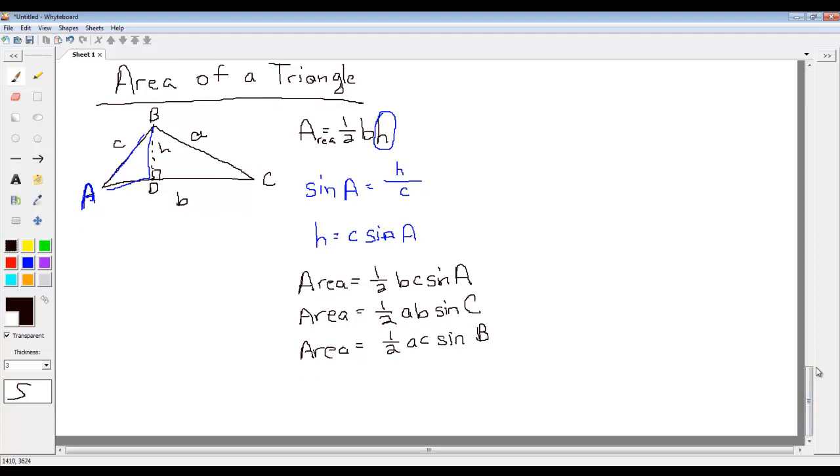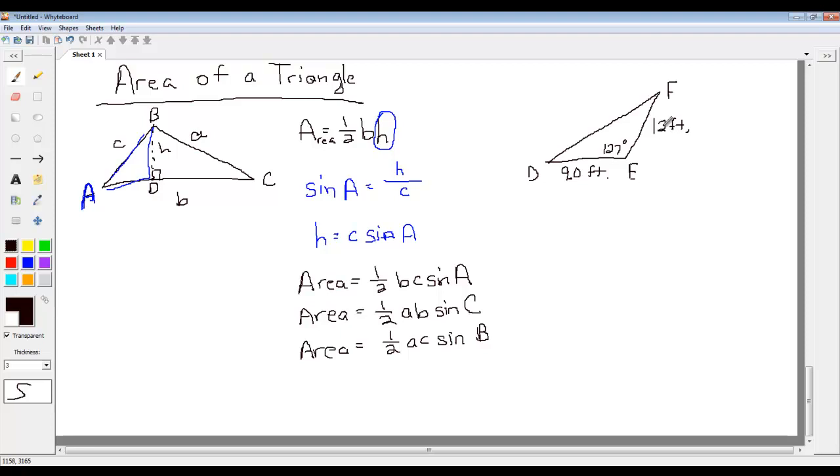Okay, so let's say you're given a triangle. It looks like this. It's triangle DEF. Alright, we got 9.0 feet here. We got 12 feet here. And we've got 127 degrees. And we want to figure out the area of this triangle.